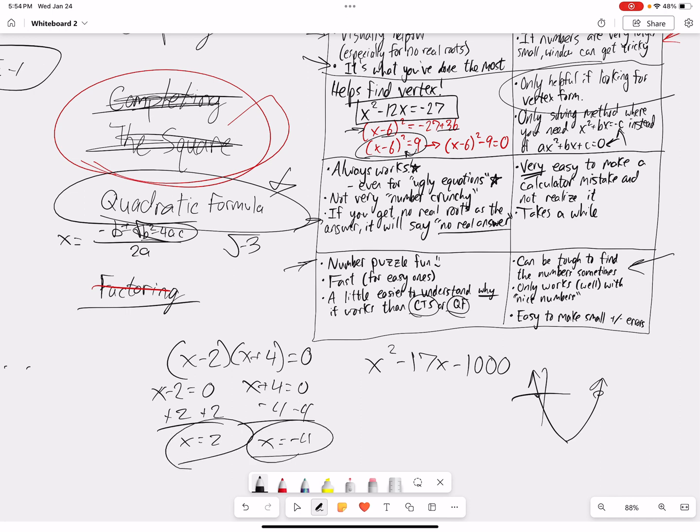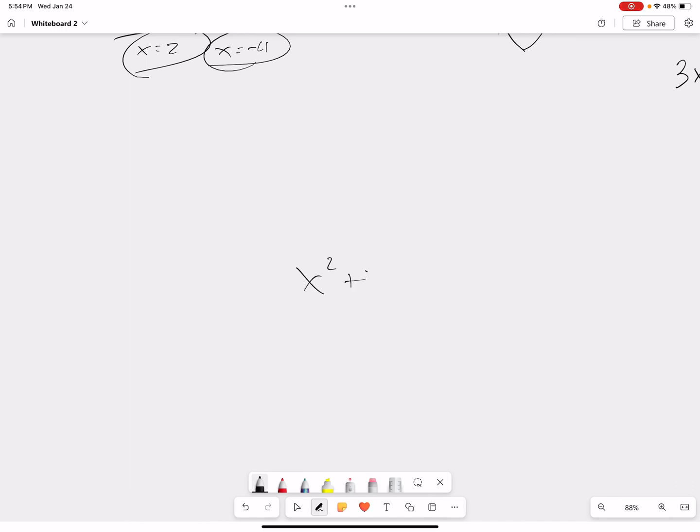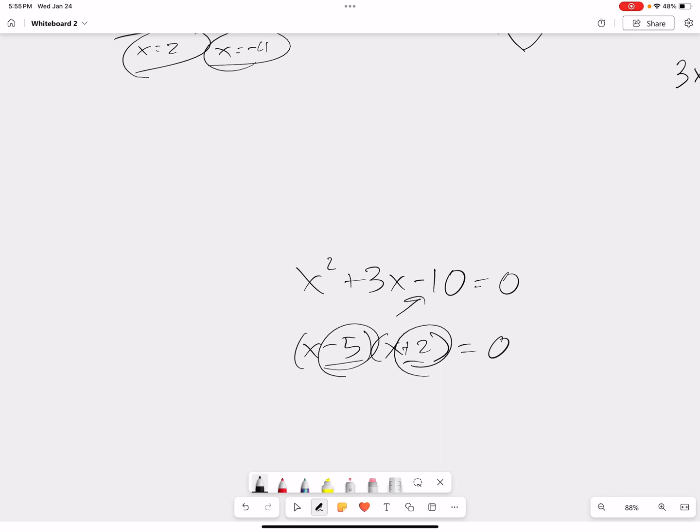The only other downside is it's really easy to make small addition and subtraction errors. So for example, if I gave you this problem, let's do this. It's really common that people do something like this, recognizing -5 times 2 is -10, and 5 and 2 do subtract to make 3, but the problem is they have the signs in the wrong place.